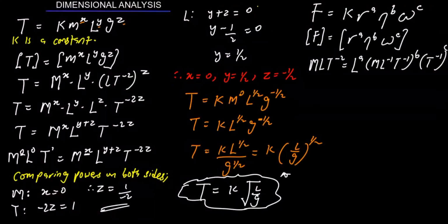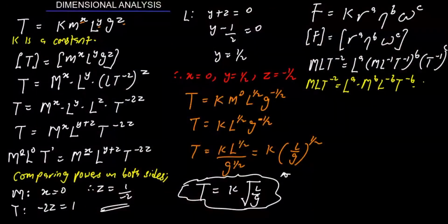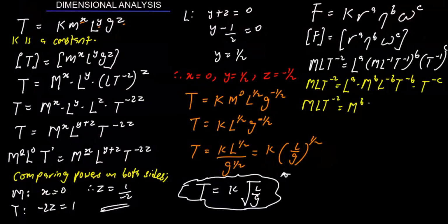Okay. Now we move. So I have MLT minus 2 equal, I have L to the power of A. This, if I expand, I have M to the power of B, L to the power of minus B, T to the power of minus B, then I have T to the power of minus C. So I have MLT minus 2 to be equal, I only have one M here, so I write M to the power of B. Observe, L is here, and also L is here.